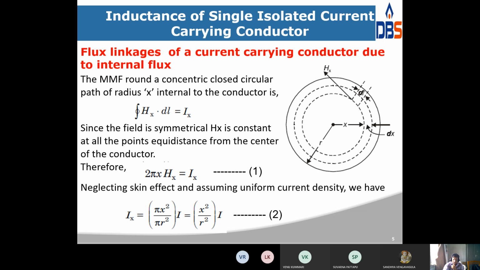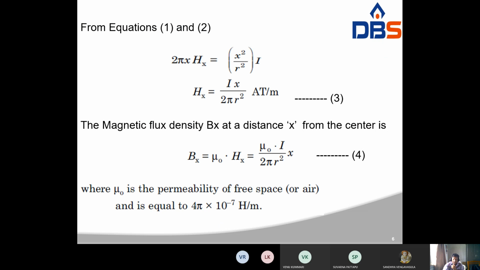Now substitute equation 2 into equation 1. The value of Ix is x square by r square into I. Substituting that Ix value in equation 1, Hx is equal to Ix by 2 pi r square ampere turns per meter, taken as equation 3.